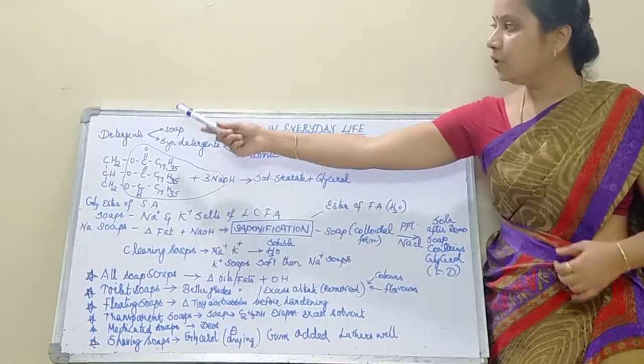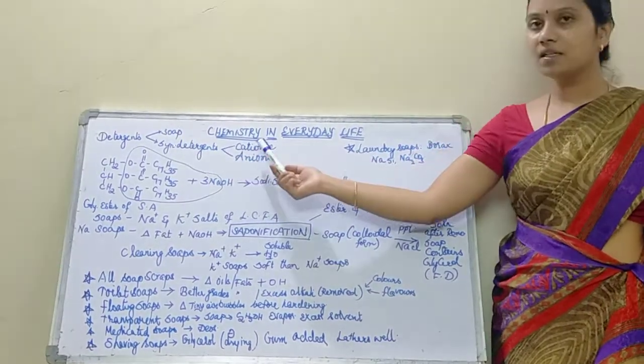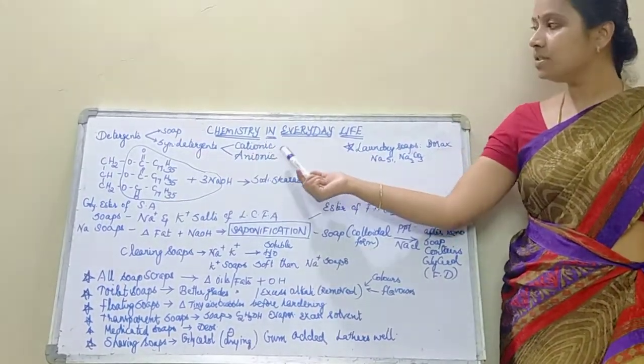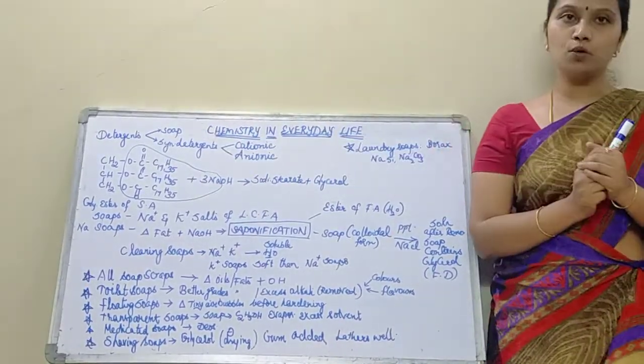Detergents are classified into soaps and synthetic detergents. Synthetic detergents are further classified into anionic detergents and cationic detergents. So we are going to see the first topic, soaps.